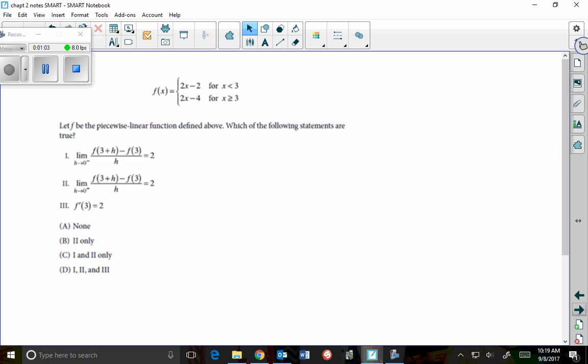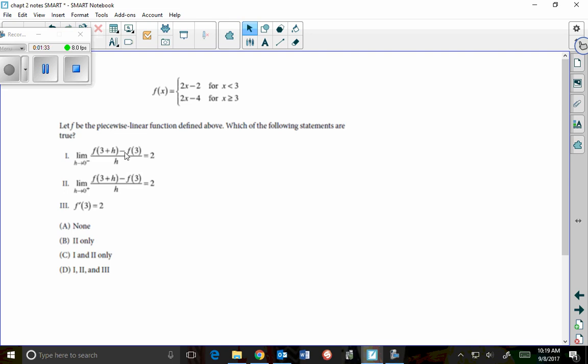Well, here they're saying the slope from the left is 2. Here they're saying the slope from the right is 2. So, by the limit definition of differentiability, they're saying the derivative at 3 is 2. Okay? If this was true and this was true, then this would have to be true from the definition, right? Okay, well, let's go look at this f of x.